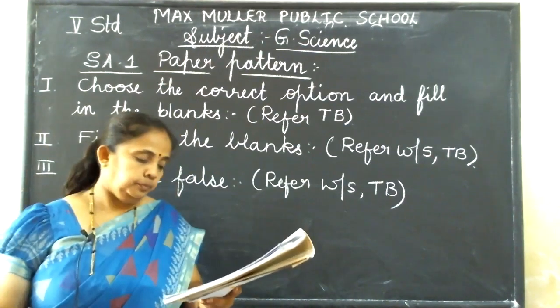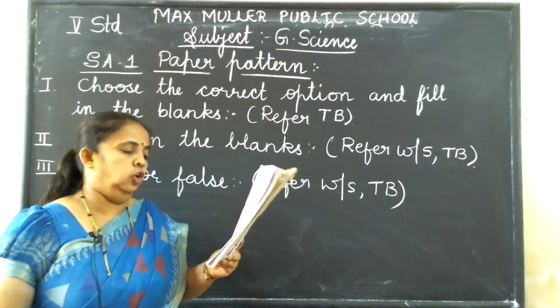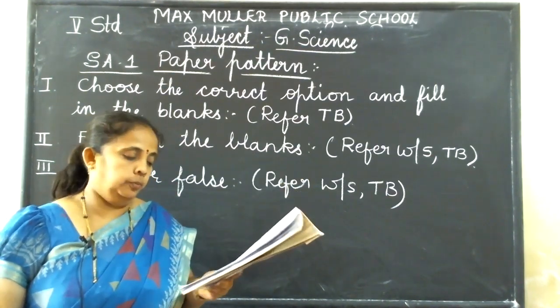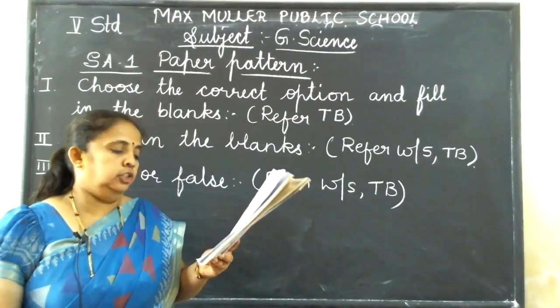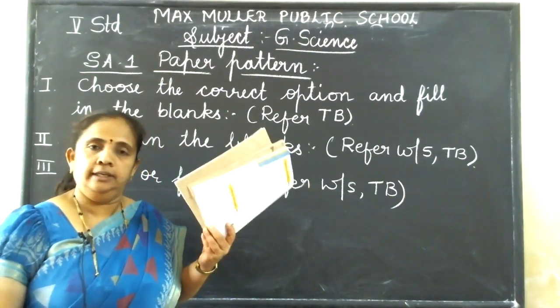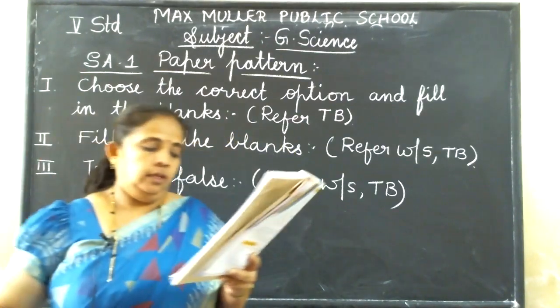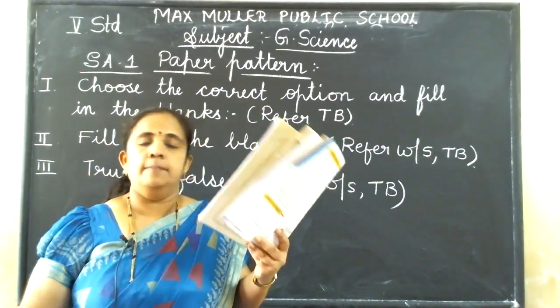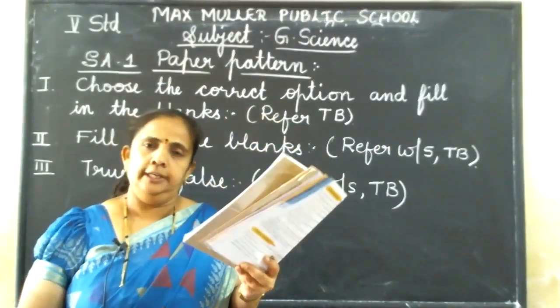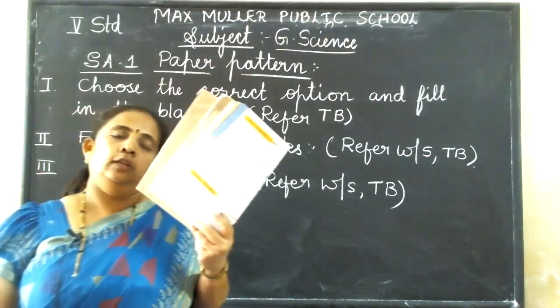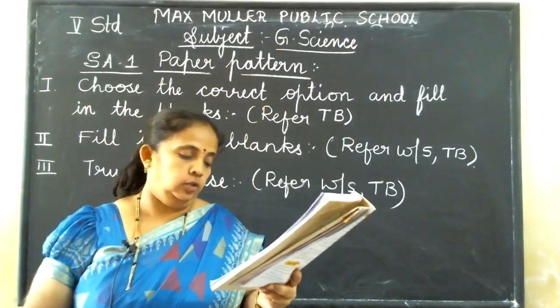First one. Most fungi grow on dead and decaying matter. True. Second, mushroom is one-celled fungi. It is multi-celled, so it is false. Viruses can be seen through a simple microscope. They are very tiny, so they cannot be seen through a simple microscope. They can be seen only under a powerful microscope.